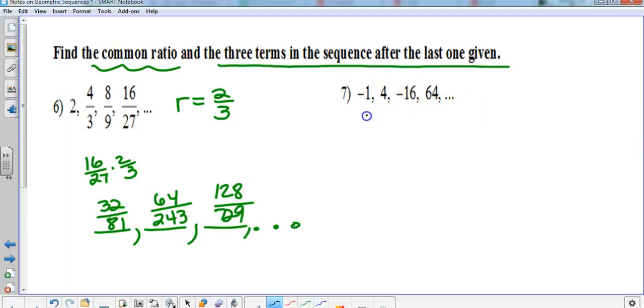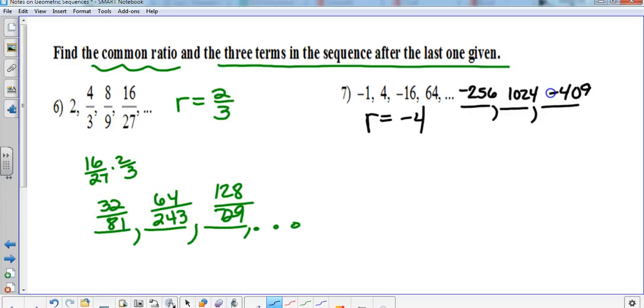Anybody get this one? R is negative 4. So the next three numbers are big. Negative 256 maybe? Did I get that one right? Times 4, 1024. And that would be negative 4096. All right.